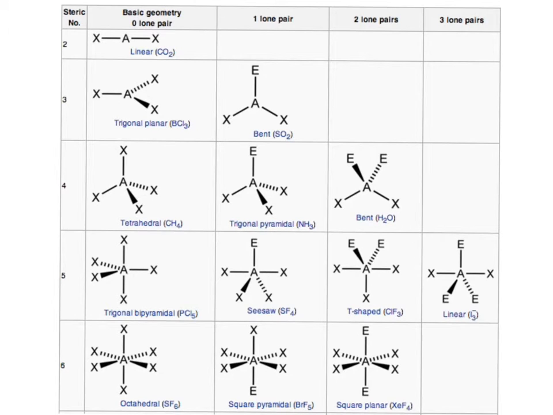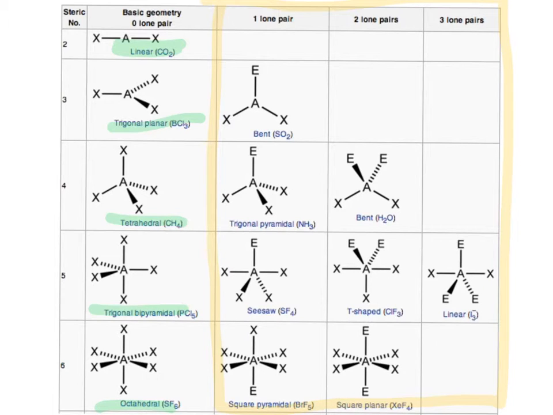So in this video, I'm going to explain the subcategories of the 5 different major categories. Remember, the major categories are linear, trigonal planar, tetrahedral, trigonal pyramidal, and octahedral. Those are the major categories. The minor categories or subcategories are any of the ones that have lone pairs.